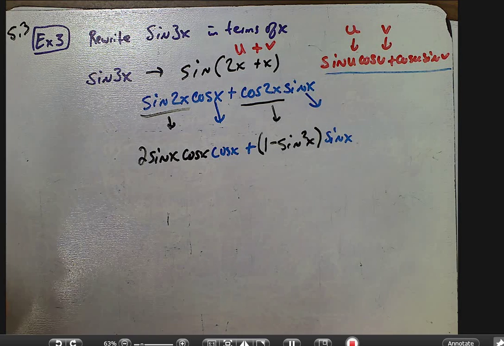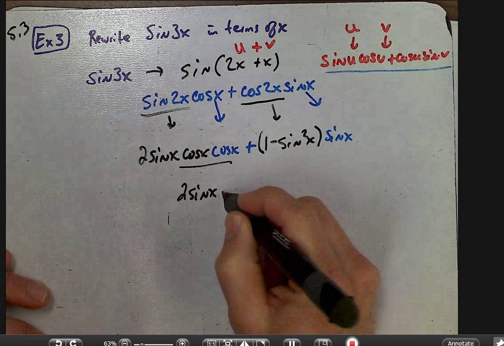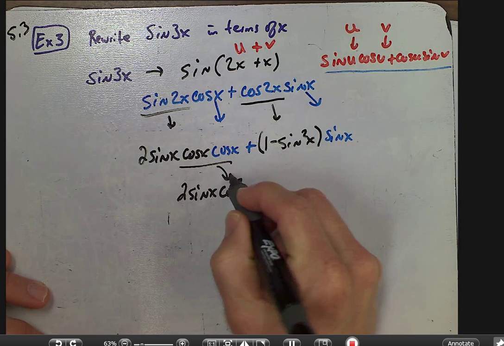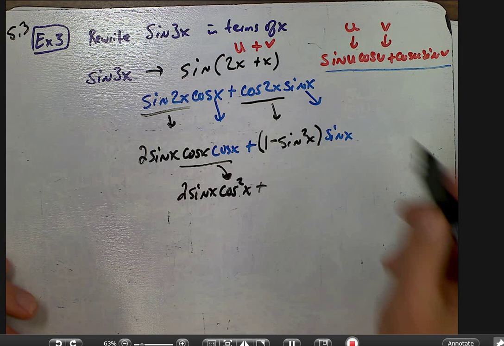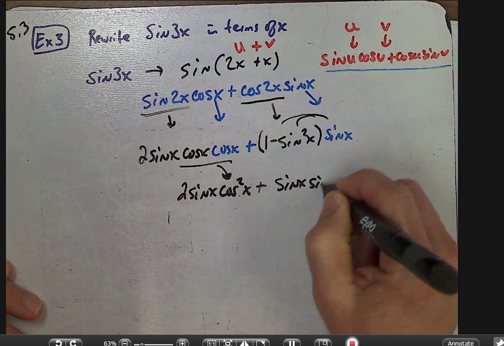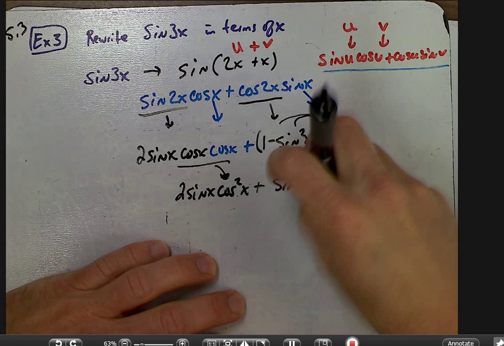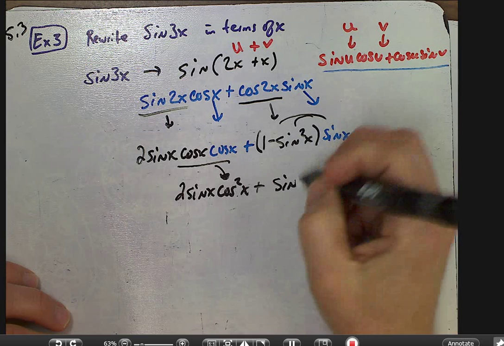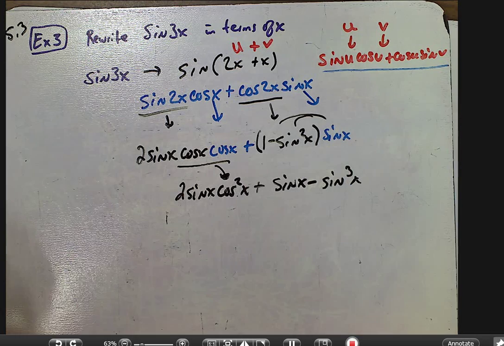Now what I see now is that I'm going to put this together. That becomes 2 sine x cosine squared x, because cosine times cosine is cosine squared, plus, do distributive property on this side, sine x sine cubed x. Sorry, that's not quite right, is it? Because sine x times 1 is sine x minus sine cubed x, like that.